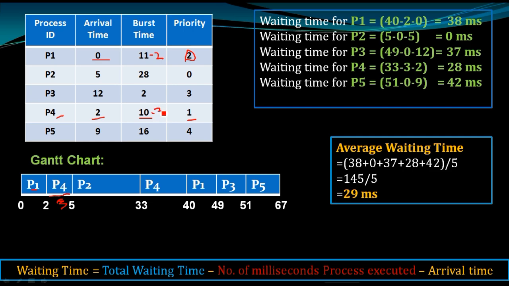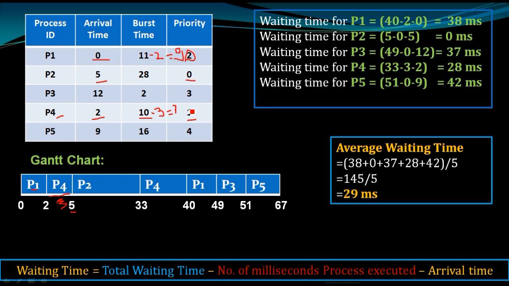So it has another 7 milliseconds left. Here also, 11 minus 2 is 9 milliseconds, which is the remaining burst time of P1. Why is P4 suspending? Because after P4 has executed for 3 milliseconds, at the 5th millisecond one more process arrives, that is P2, which has a higher priority than the other two.